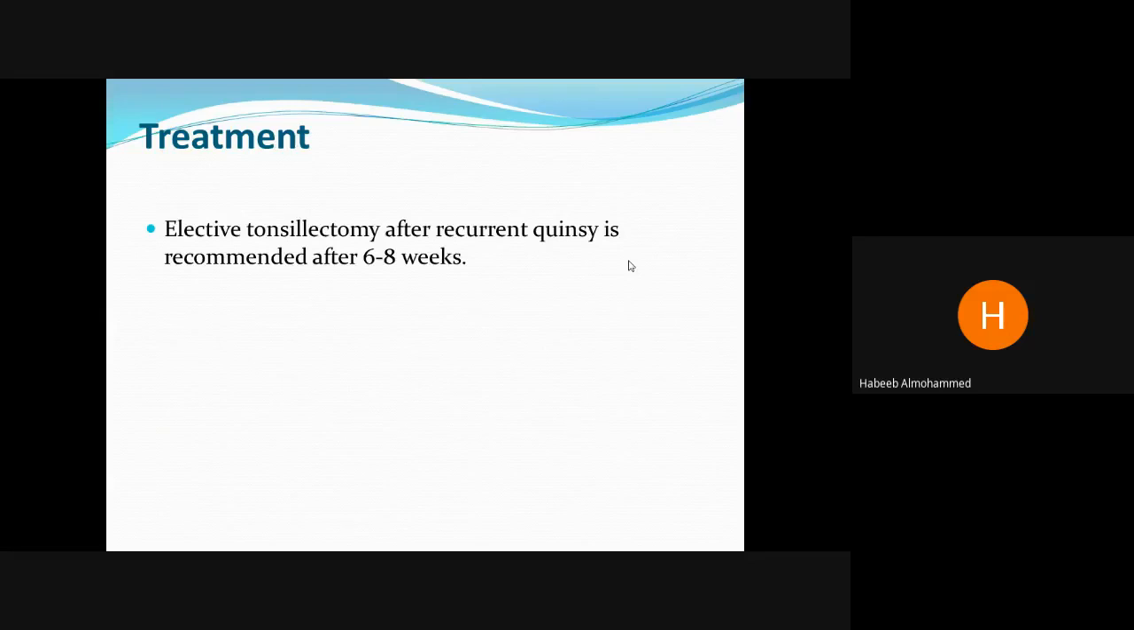Recurrent quinsy, twice, is an absolute indication for tonsillectomy. A quinsy with recurrent attacks of tonsillitis is also an indication for tonsillectomy.